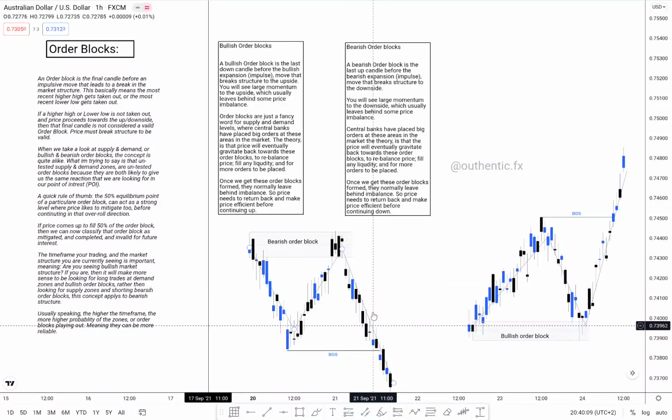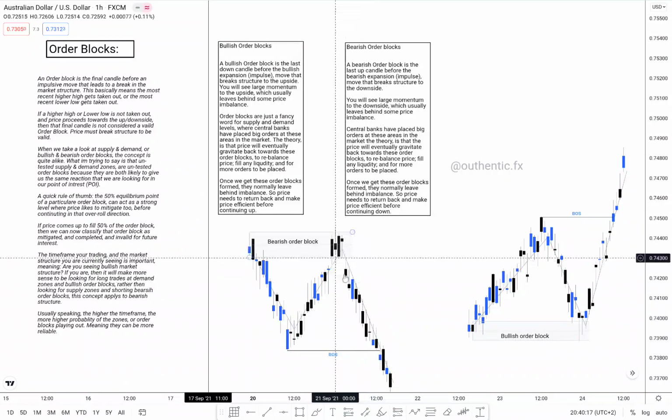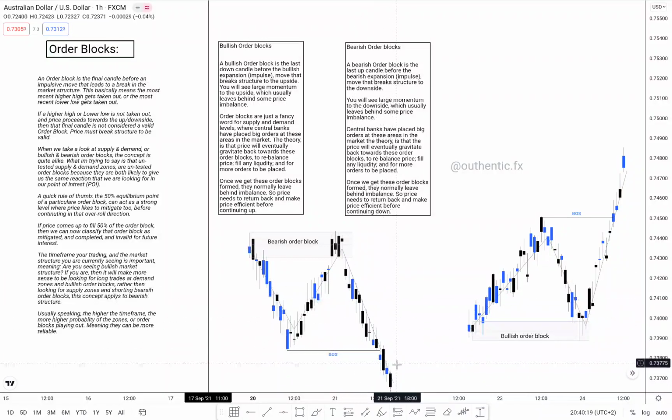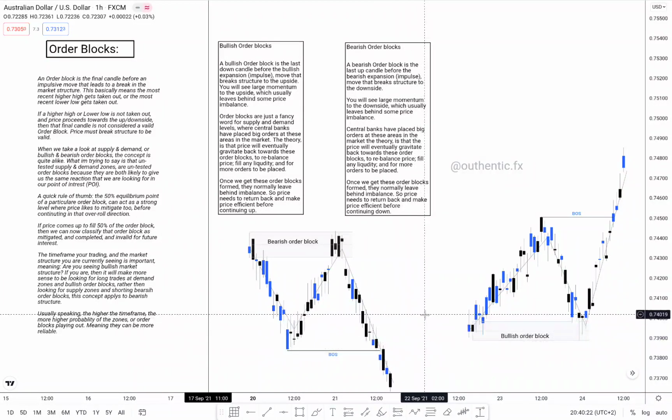I will show you a live example on the charts in a few, and this will show you that, okay, cool, price is breaking structure and momentum is to the downside. Central banks have placed big orders at these areas in the market, hence why we'll see large body candles going down. This is the theory, guys. When it comes to bearish order blocks, price is eventually going to gravitate back towards this area, rebalance price, fill any liquidity, and then from there continue in its direction.